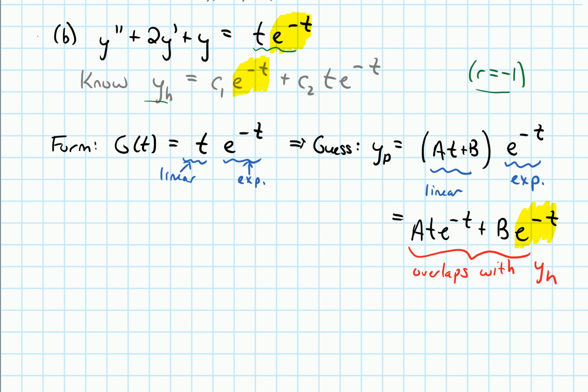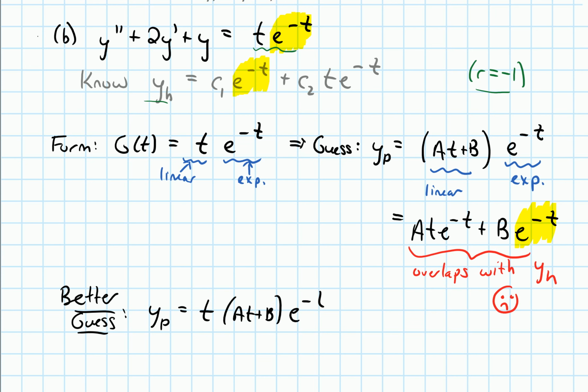So we need to do a t-fix. So let's write down a better guess. That first guess didn't work. So we need a better guess. In fact, this guess didn't work, so let's put a sad face here. So better guess, let's multiply by t. So my new guess, yp, is going to be t times at plus b times e to the negative t.